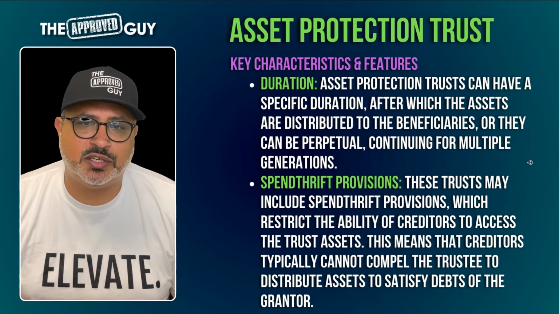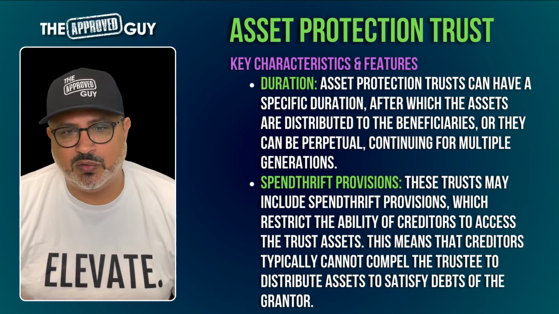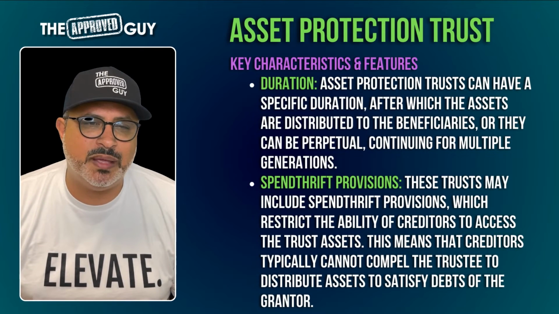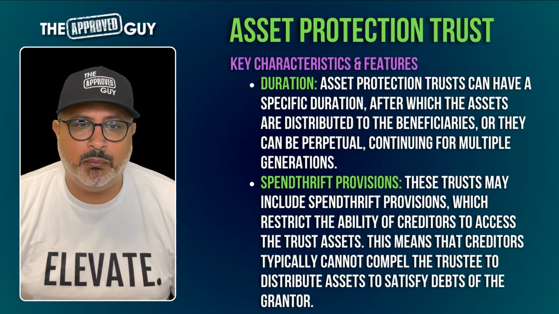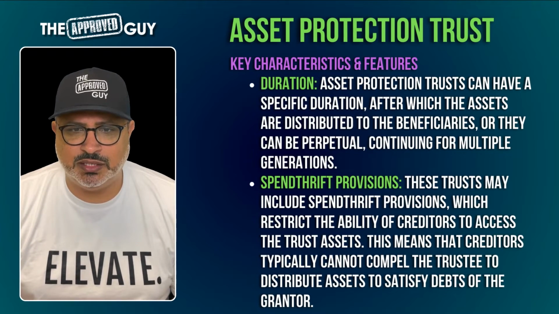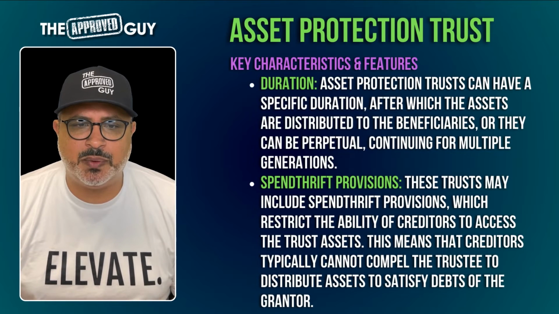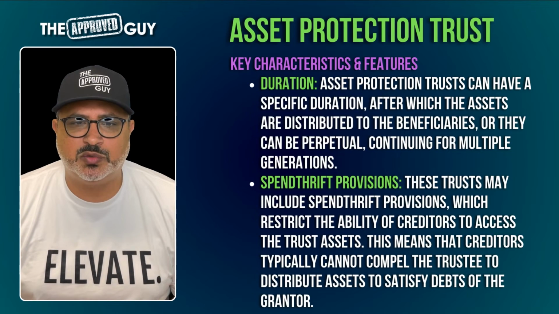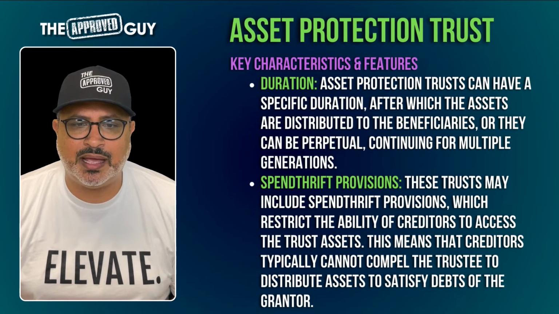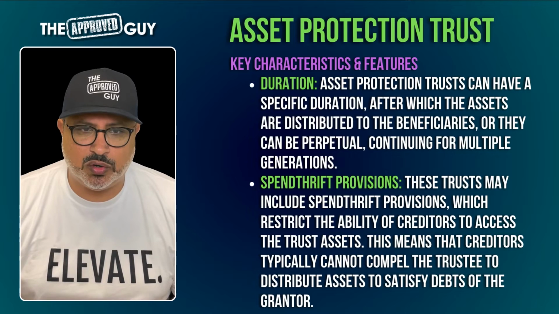Duration. Asset protection trusts can have a specific duration after which the assets are distributed to the beneficiaries, or they can be perpetual, continuing for multiple generations. Spendthrift provisions. These trusts may include spendthrift provisions, which restrict the ability of creditors to access the trust assets. This means that creditors typically cannot compel the trustee to distribute assets to satisfy debts of the grantor.